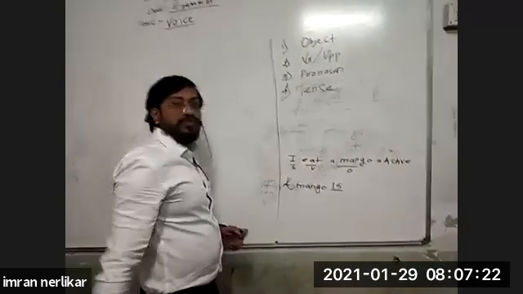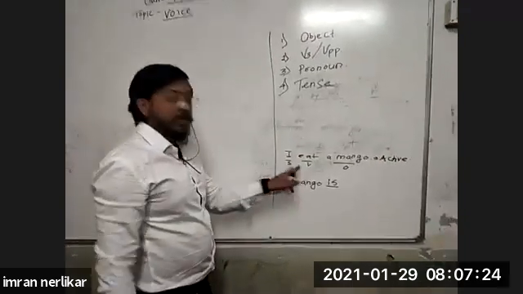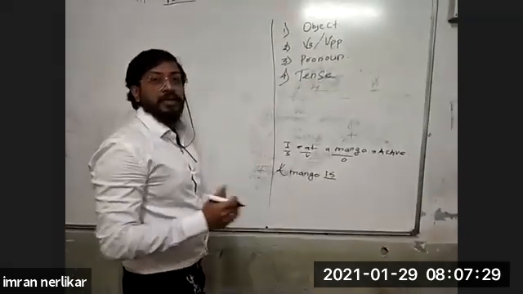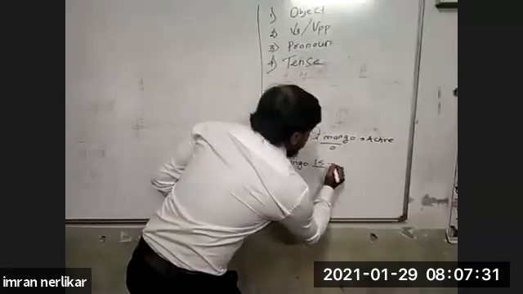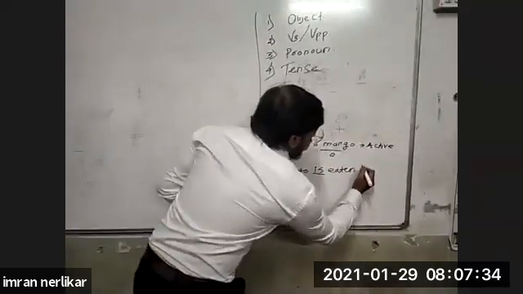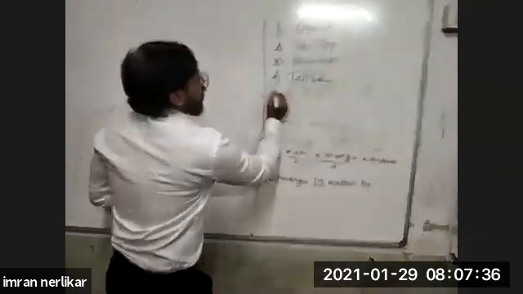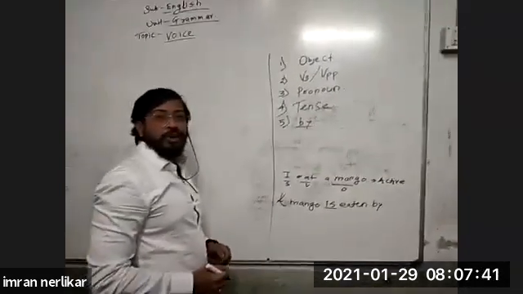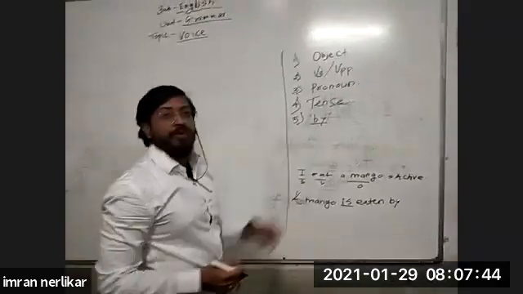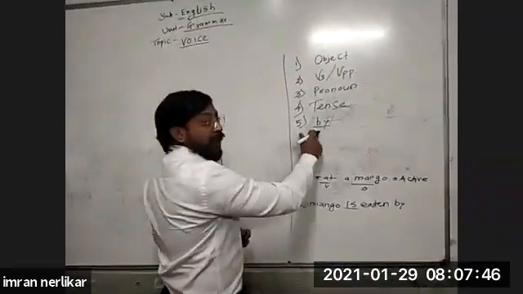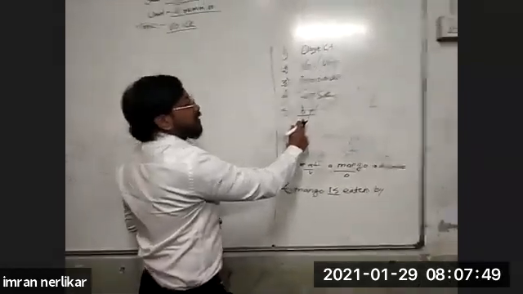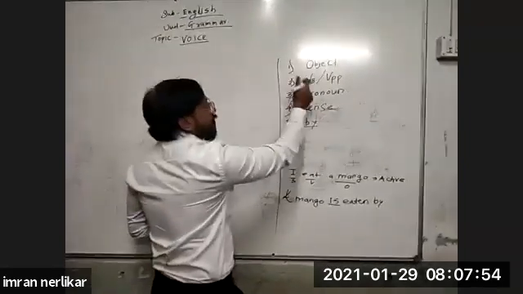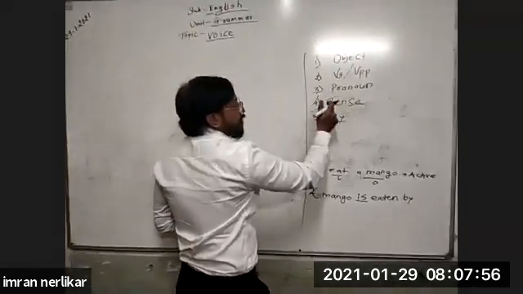Eat is the first form, eat is the main verb. Second form is ate, and third form is eaten. A mango is eaten by. You have to take by in passive form. It is not taken always, but the rule is you have to take by in the passive sentences. These four rules are compulsory: object, V3, change in pronoun, and change in tense.